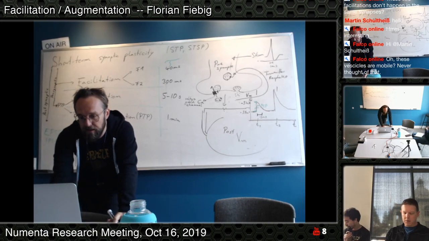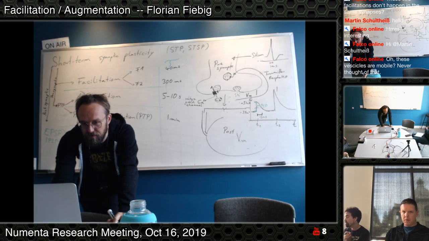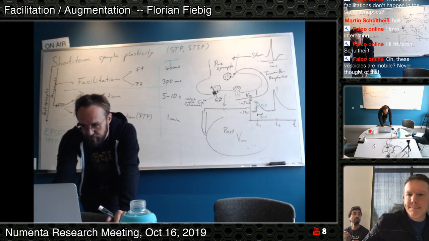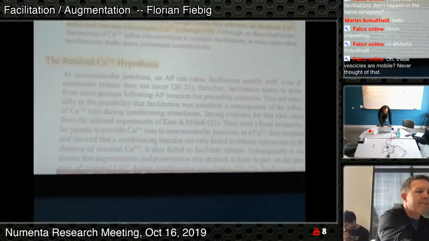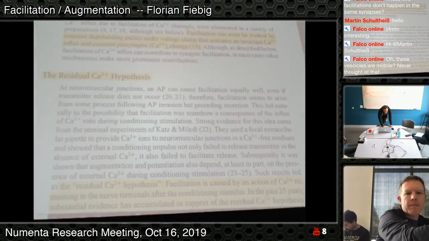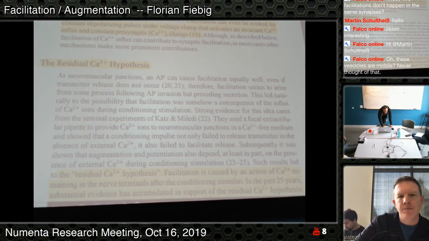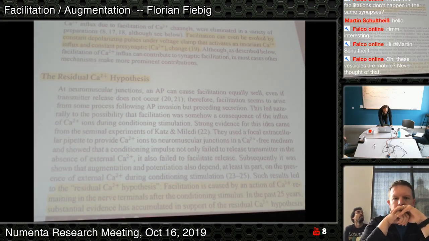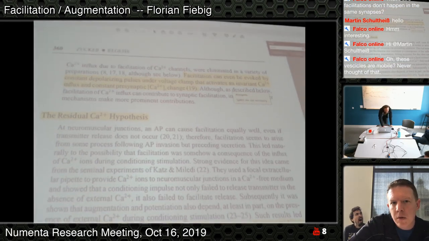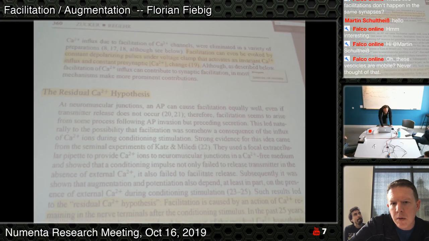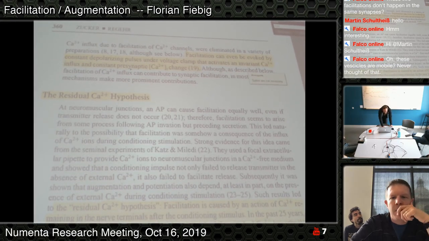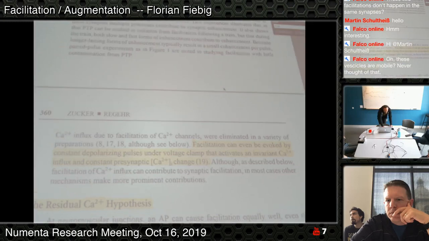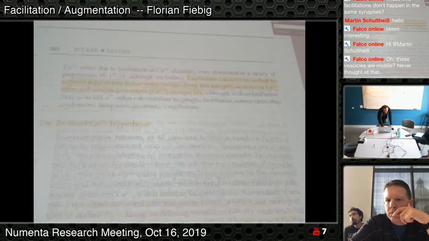And so it turns out that there's a crucial role for these calcium ions. And there have been all kinds of attempts to explain it early on. And then eventually people had this idea since it always seems to go with calcium, and you don't even need spikes. So it says here, facilitation can even be evoked by constant depolarizing pulses under voltage clamp that activates invariant calcium influx and constant presynaptic calcium change. So if you find a way to change the calcium, you will get a change in how effective a synapse is.